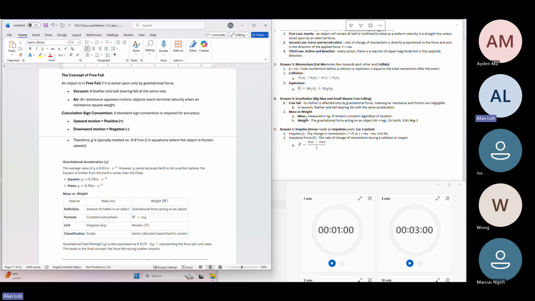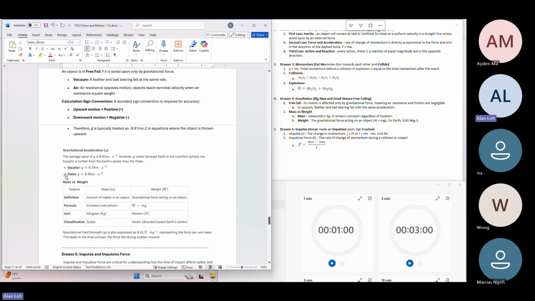Right? Then mass and weight. Mass and weight is quite interesting, right? We ask someone, what is your weight? And they will tell you, my weight is 50 kg. In fact, scientifically, that is wrong because weight is not in kg. Mass is in kg. Weight is in Newtons. And mass doesn't change. It remains constant regardless of location. But weight changes. If you're in space, then obviously your weight changes because the gravitational force is weaker.